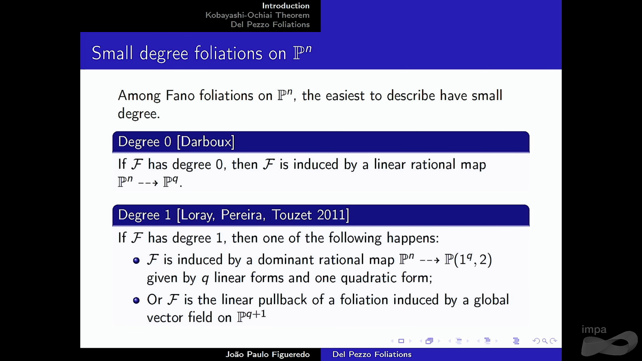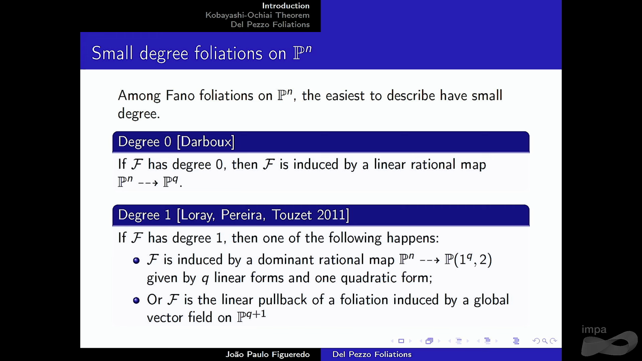Okay, so in this sense, as was told by Alain in his talk, we can try to classify these foliations because they are the foliations with small degrees. So we can start with the smallest one, which is degree 0. You know that foliations of degree 0 are always induced by a linear rational map. So this is a classical result. And the next case is the foliations of degree 1.